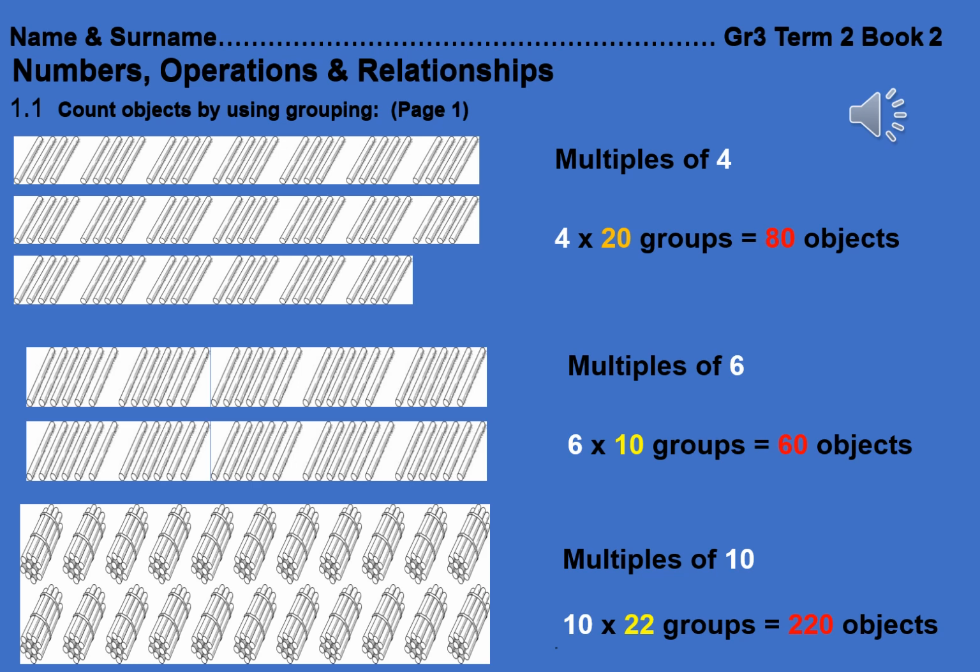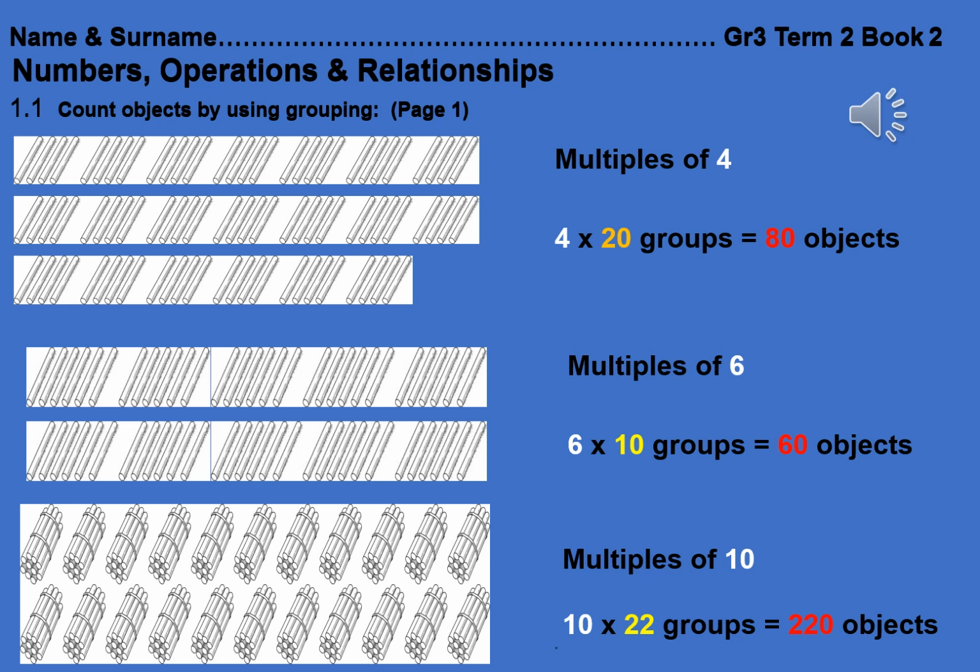Let's look at the second picture. We said we're counting in multiples of 6. How many groups can we count of 6? There's 1, 2, 3, 4, 5, 6, 7, 8, 9, 10. So there are 6 times 10 groups, which is equal to, when we say we times by 10, we take the number and we add a 0. So it is 60 objects. So much easier than having to count each one.